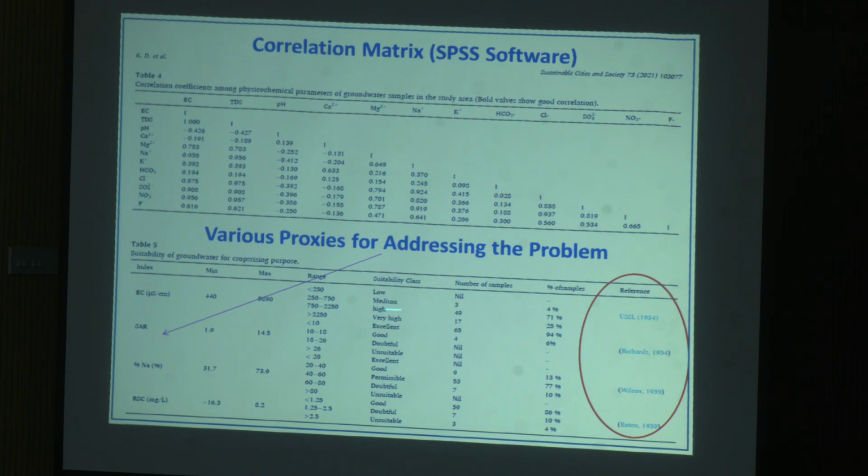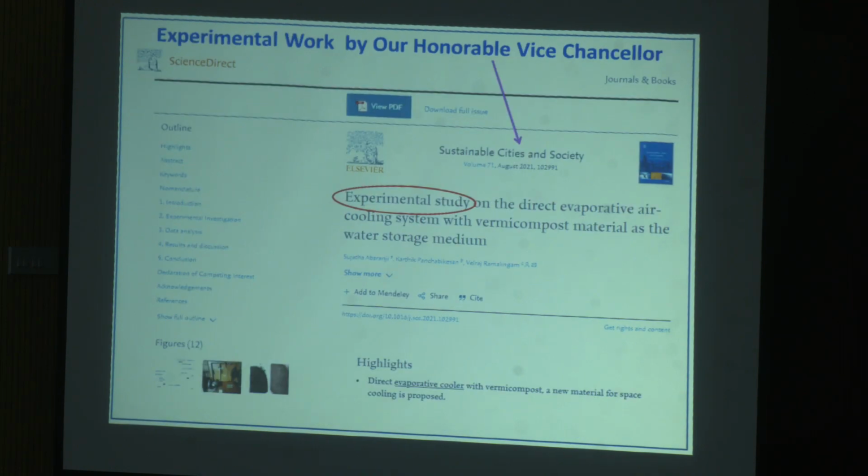Here you have to use many proxies to address your problem. In many papers, they take only one method or one proxy and come to the conclusion. You are not supposed to do it like that. You can use many proxies and you have to give the references also, then finally present.